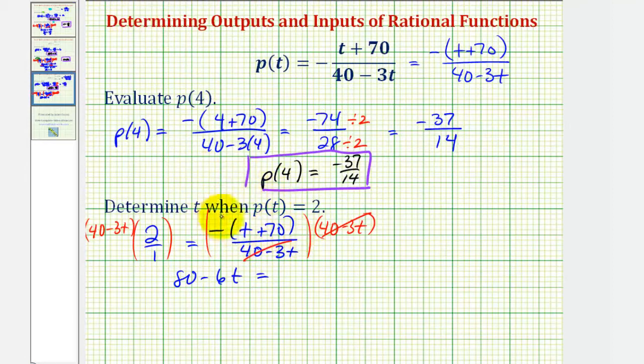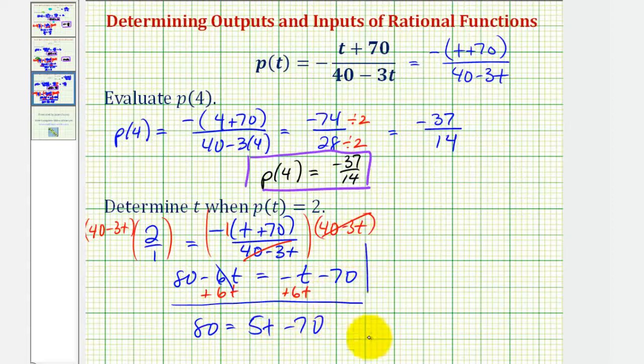To clear the parentheses, though, I'm going to think of distributing a negative 1. So it's going to be negative t minus 70. Let's go ahead and add 6t to both sides. So this would be 80 equals, this would be 5t minus 70. Add 70 to both sides, that would give us 150 equals 5t. Divide both sides by 5, we have t equals 30. So if p of t equals 2, then t equals 30.